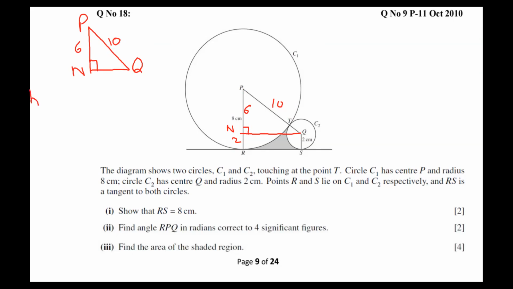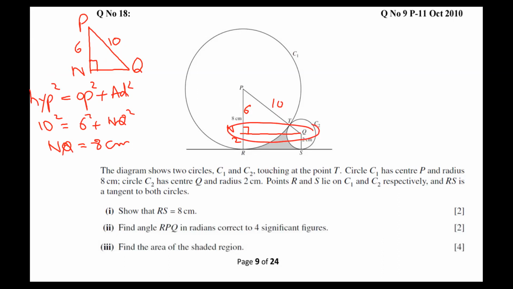What is the Pythagoras theorem? Hypotenuse square is equal to opposite square plus adjacent square. You no need to show this formula to the examiner, it is just for understanding. So 10 square is equal to 6 square plus NQ square. So 100 minus 36 is 64, and the root of 64 gives you 8. So this is 8 centimeter. It means the NQ gap is 8.